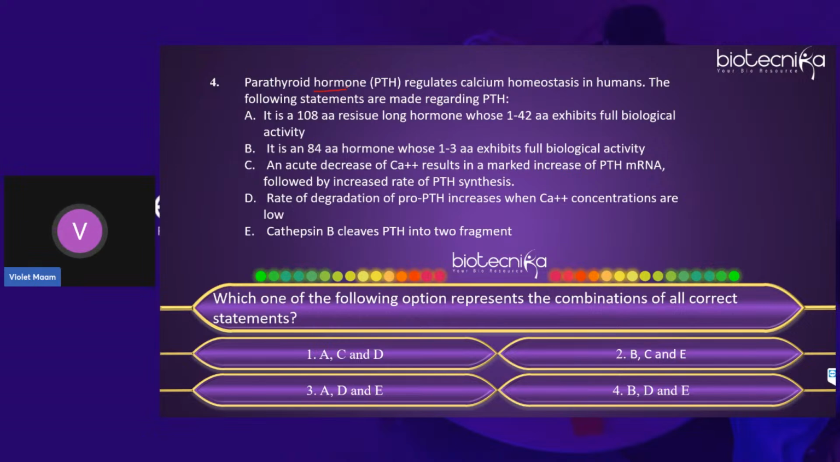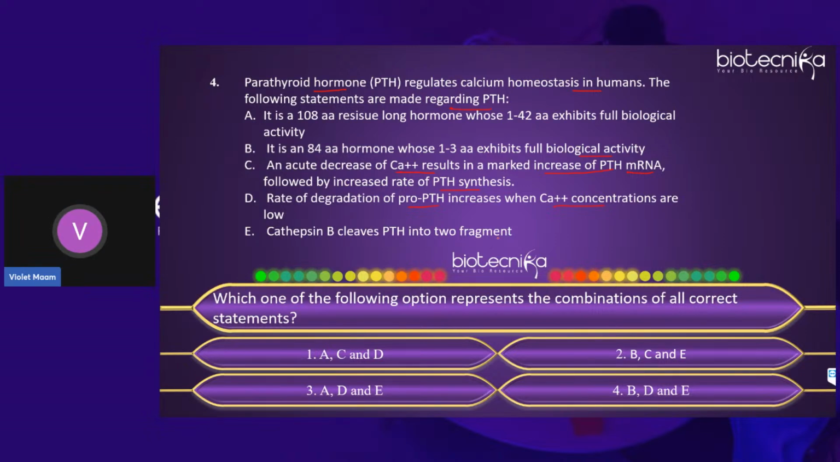Fourth question. Parathyroid hormone regulates calcium homeostasis in humans. The following statements are made regarding parathyroid hormone. Statement A, it is a 108 amino acid residue long hormone whose 1 to 42 amino acids exhibit full biological activity. B, it is an 84 amino acid hormone whose 1 to 3 amino acids exhibit full biological activity. C, an acute decrease of calcium results in a marked increase of parathyroid hormone mRNA, followed by an increased rate of parathyroid hormone synthesis. D, rate of degradation of proparathyroid hormone increases when calcium concentrations are low. E, cathepsin B cleaves parathyroid hormone into two fragments.